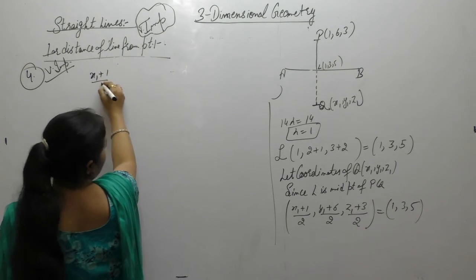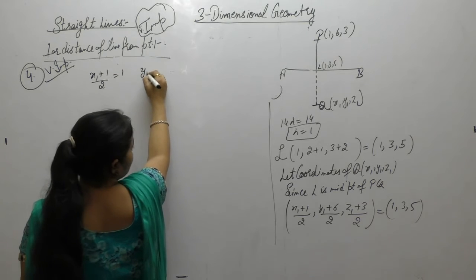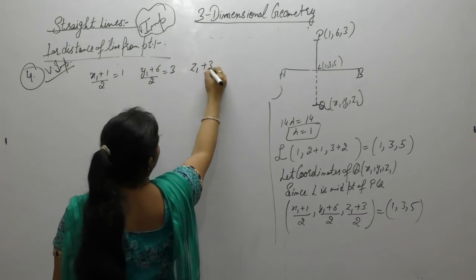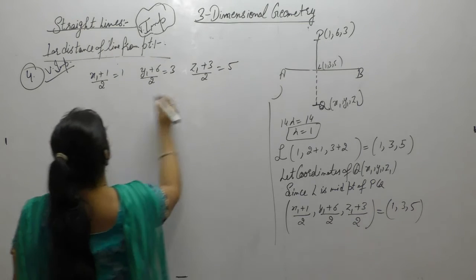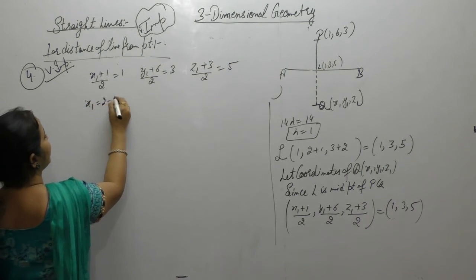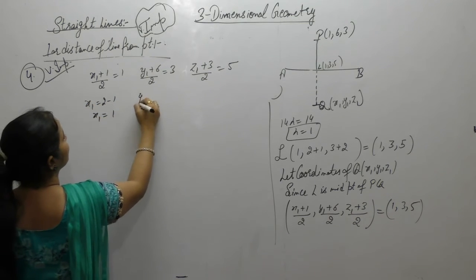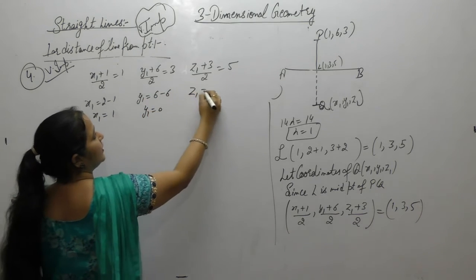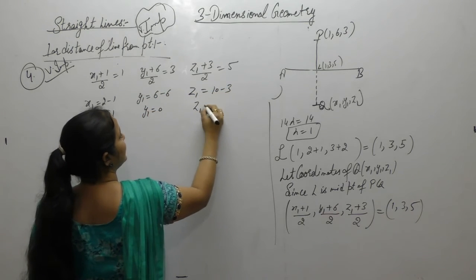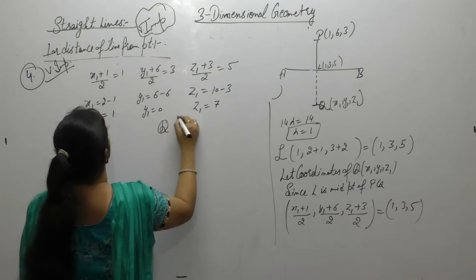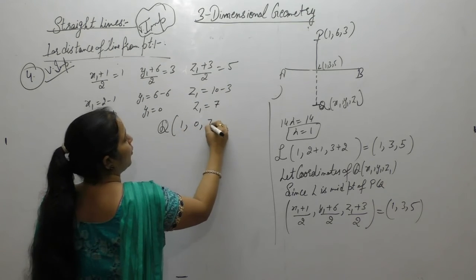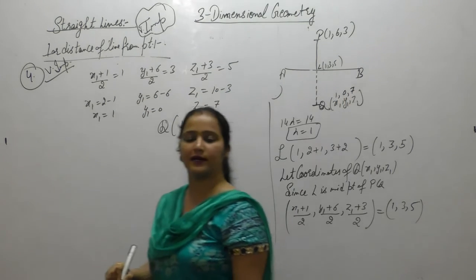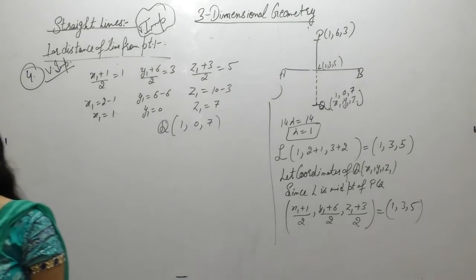x1 plus 1 by 2 is equal to 1, y1 plus 6 by 2 is equal to 3, z1 plus 3 by 2 is equal to 5. x1 is 2 minus 1, y1 is 3 into 2, 6 minus 6, z1 is 5 into 2, 10 minus 3, 7. So the coordinates of Q that we get are 1, 0, 7. So these are the coordinates of Q.